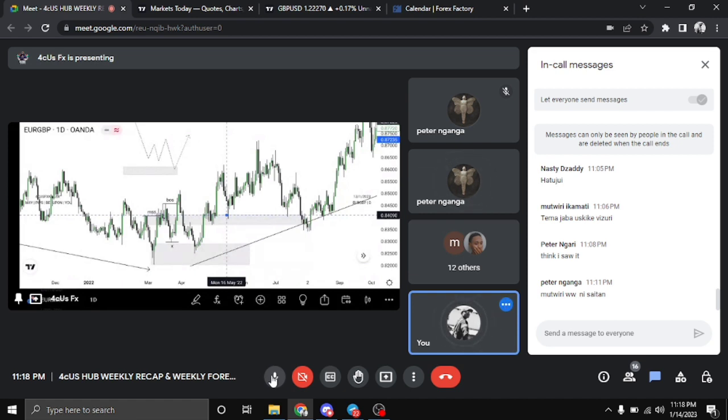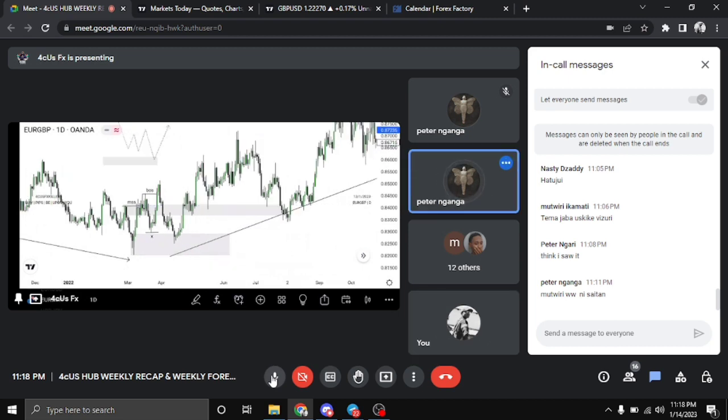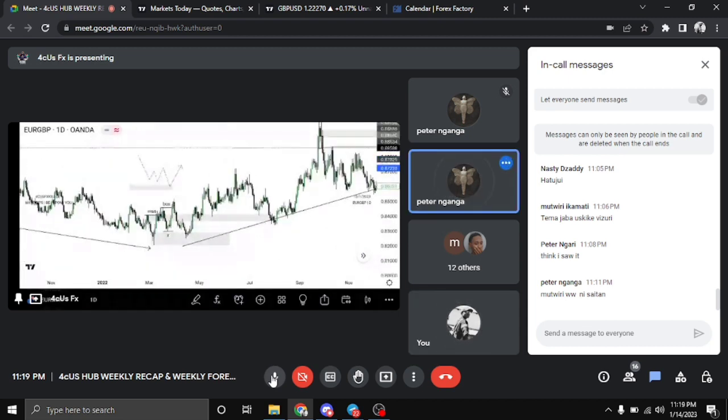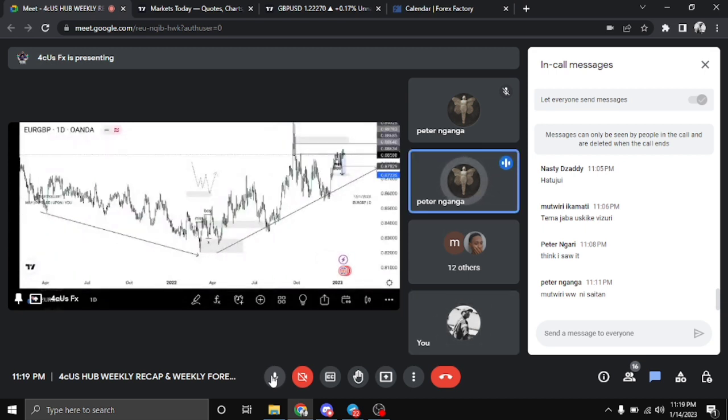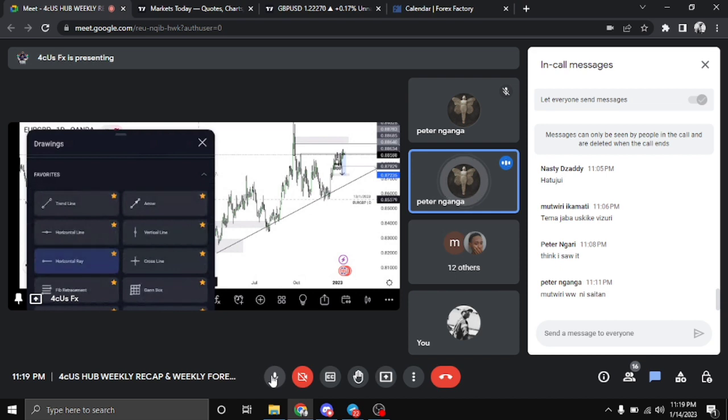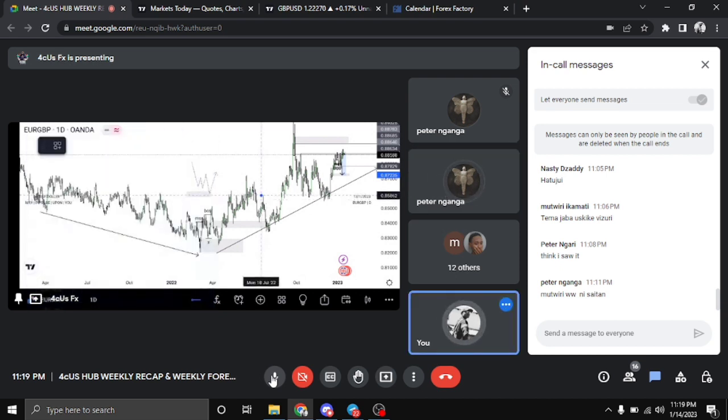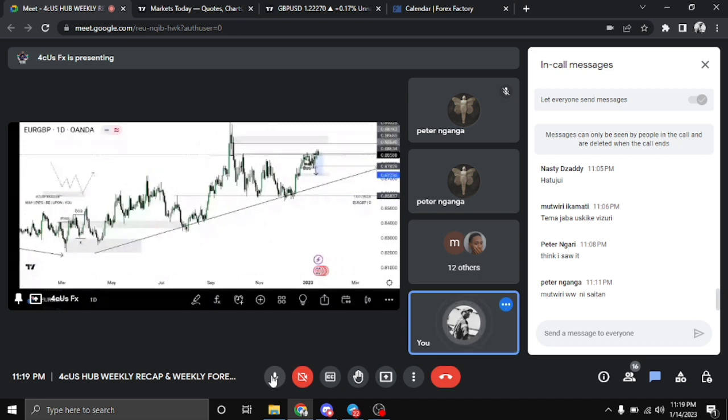Kama hiyo AUDJPY. Oh, the nice one. Which one? AUDJPY, we traded on the early sellers ama price action ya sahi. Yeah, but hiyo iko strong enough. The ones that are strong enough, they will make sure zimevunja either a swing low or a swing high. Just angalia gold.